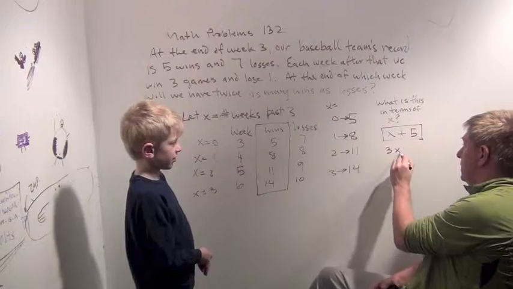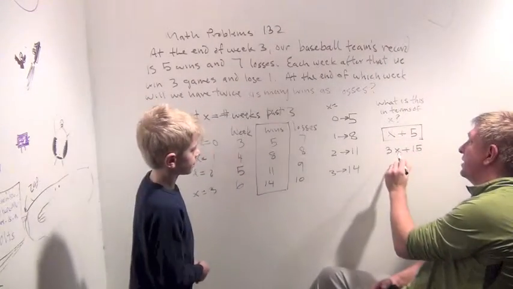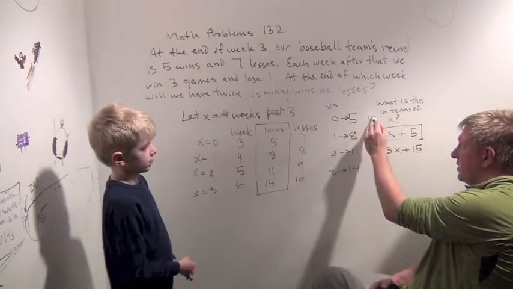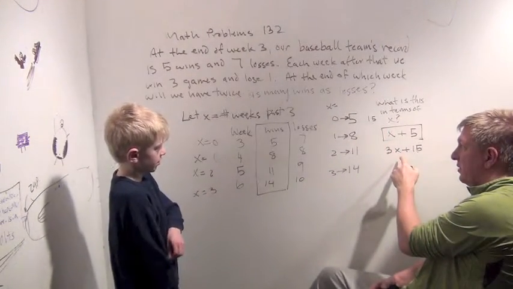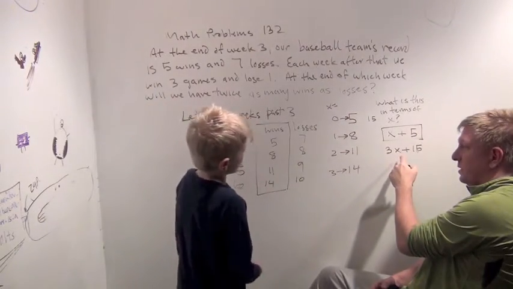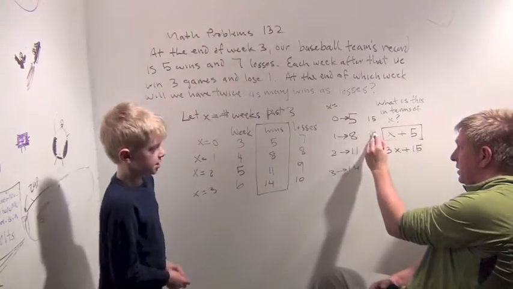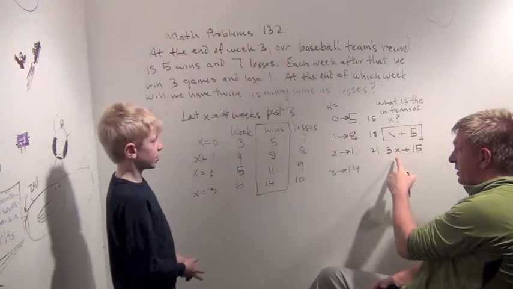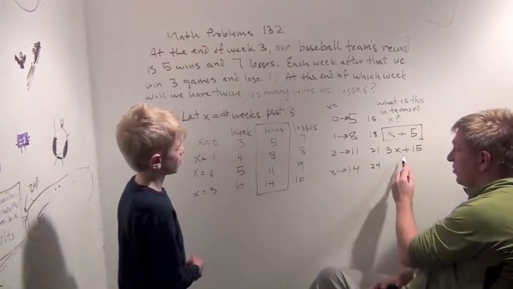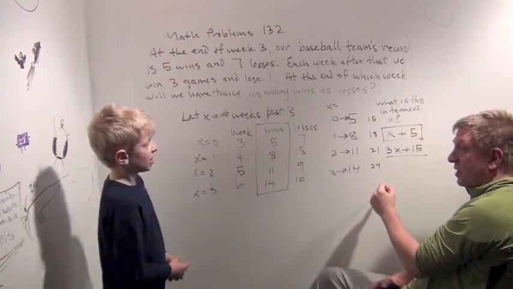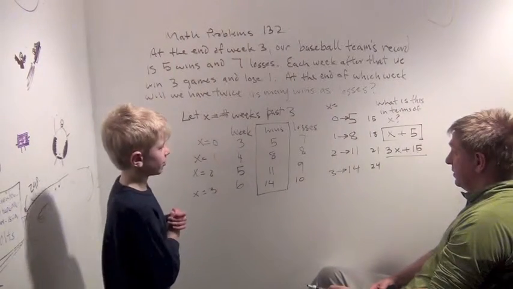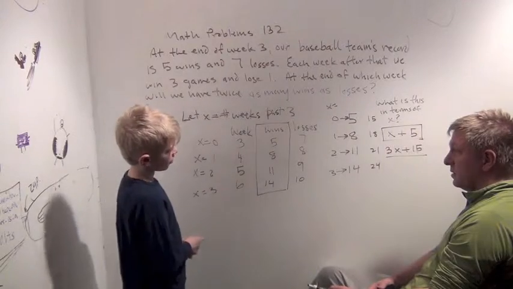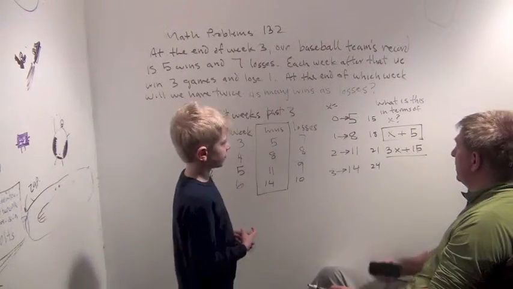3x plus 15. That does go forward by 3, but unfortunately it starts at 15. When X equals 0, I get 15. When X equals 1, I get 18. When X equals 2, 21. When X equals 3, 24. So what's the problem with this one? It goes forward by 3, which is awesome, but you needed to start at 5 and you started at 15.